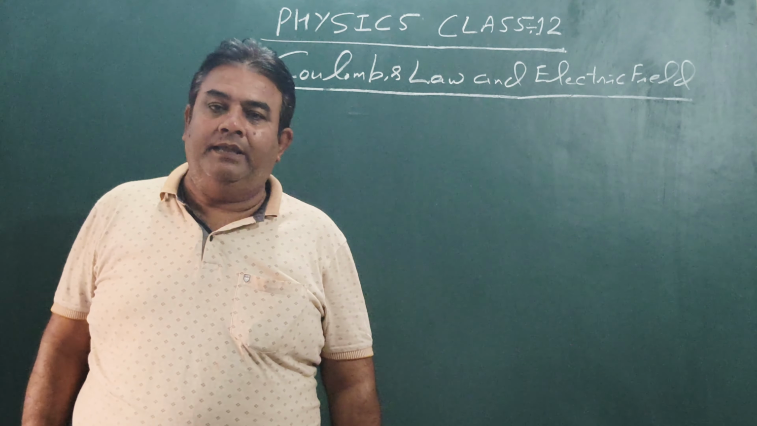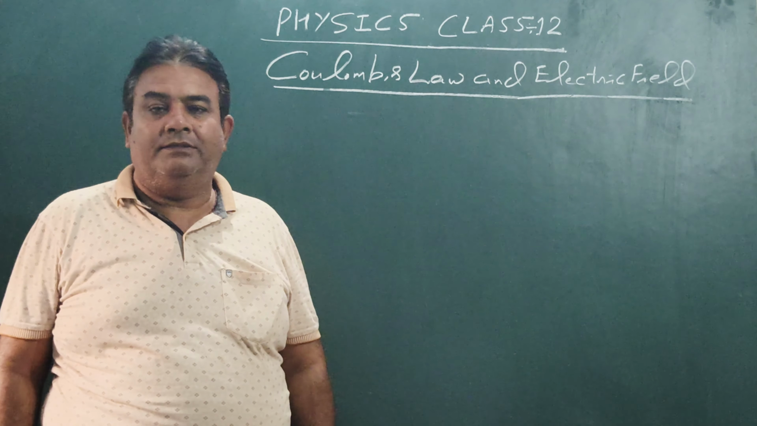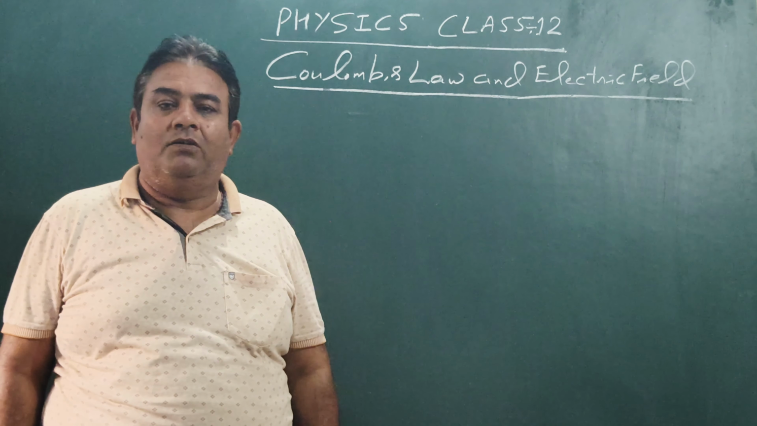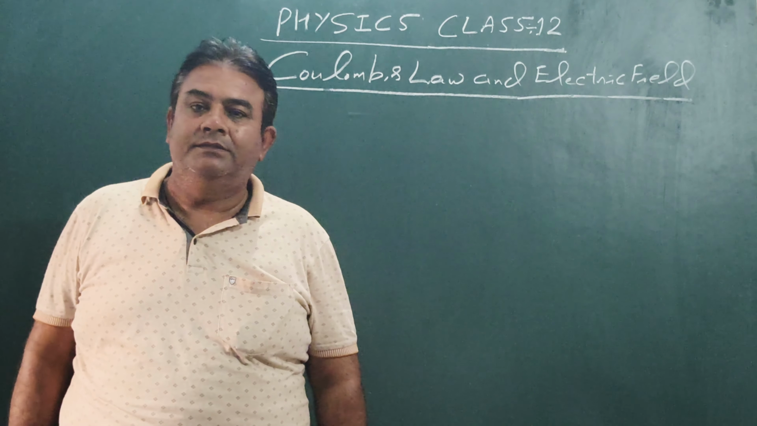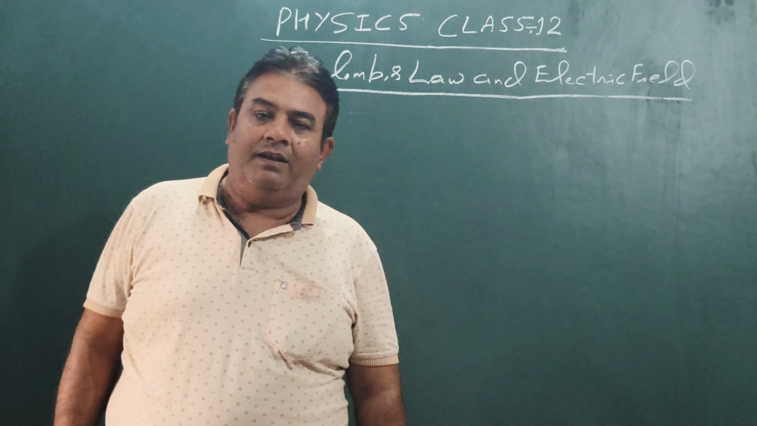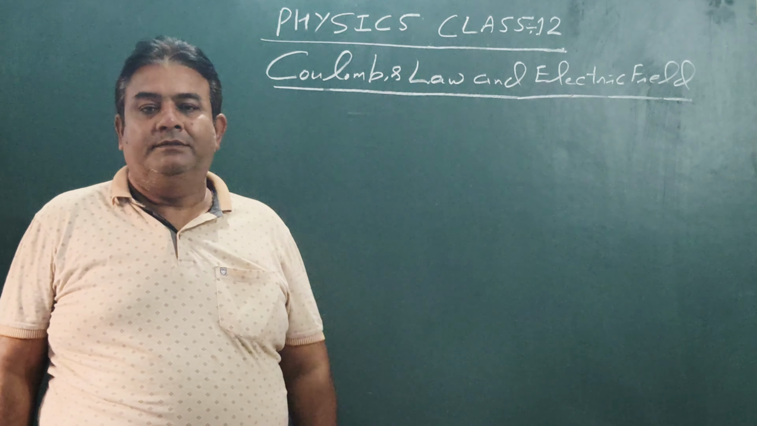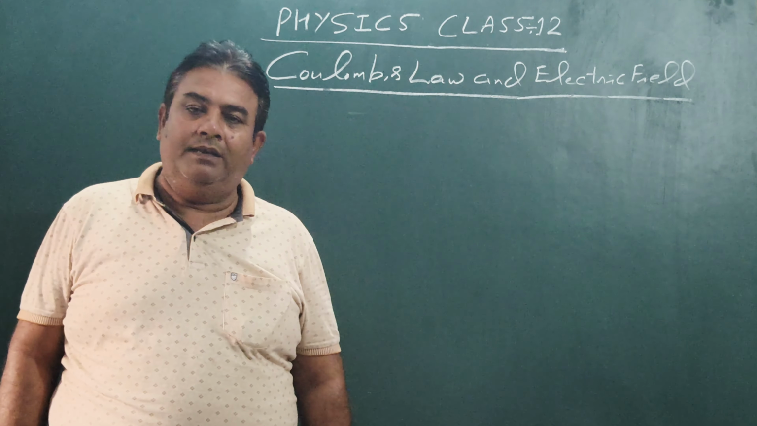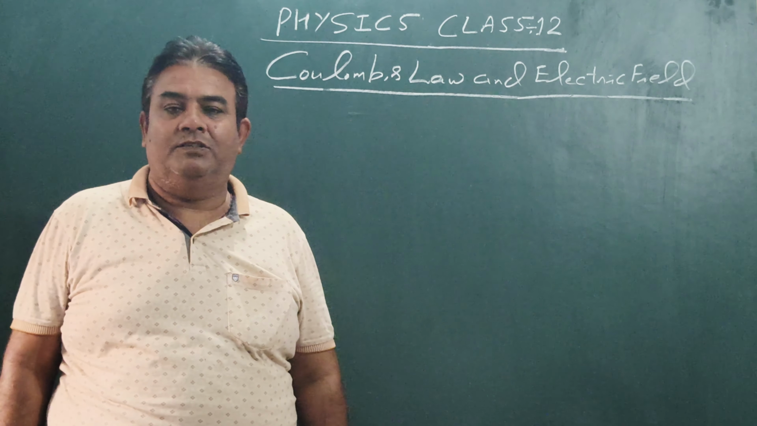Because they are charged, due to the charge they are attracting the other object. And how are they charged? The reason is that when we rub any body to another body, there is a transfer of electrons from one substance to another substance.